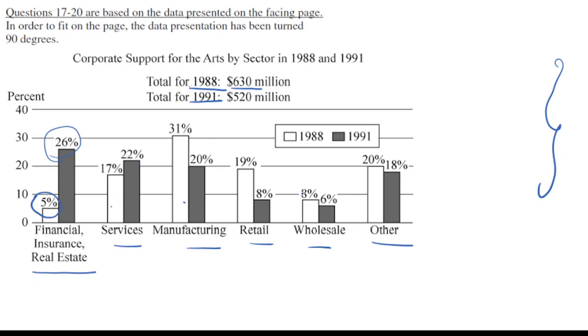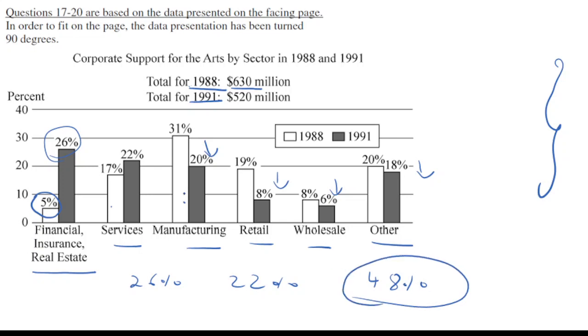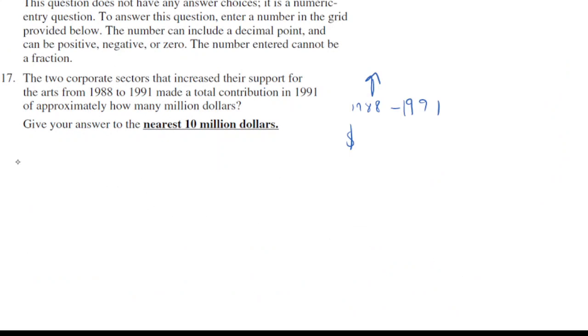However, if we look at the other 4 sectors, we see a decrease in the contribution from one year to another. So in 1991, the financial sector contributed 26%, and the services sector contributed 22%. Combined, they contributed 48% in 1991. Now, this is the percentage contribution, which is to say that 48% is contributed by the first 2 sectors.